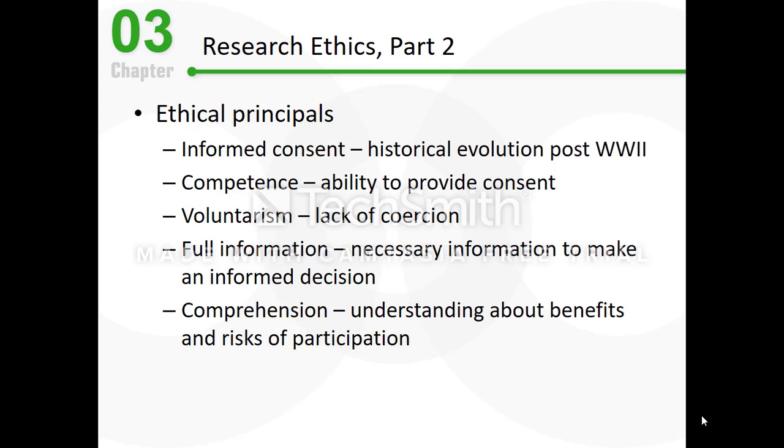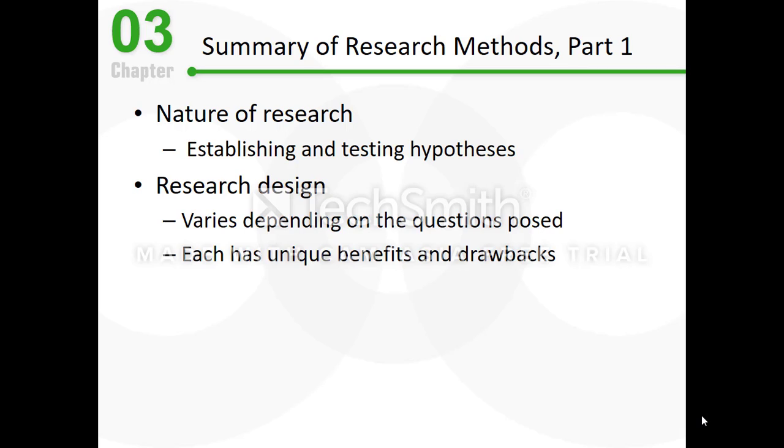So the IRB enforces a set of ethical principles that have to be proven with every study: informed consent, competence, voluntarism, full information, comprehension. So informed consent developed post-World War II in the Nazi era. Competence is that you have to be able to provide consent. Voluntarism is that you're not coerced. Full information means that you have all the information you need to make your decision to consent. And comprehension means that you understand what the risks and the benefits of participation are.